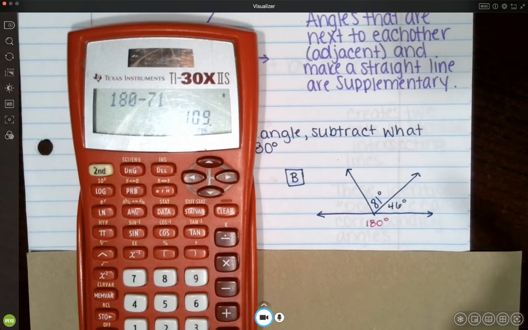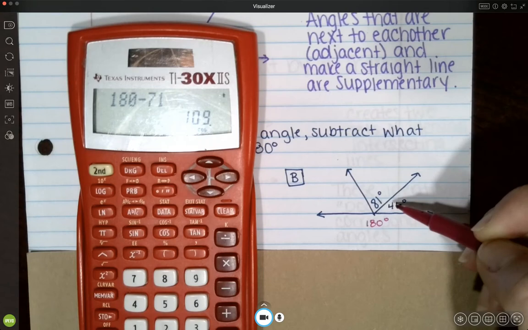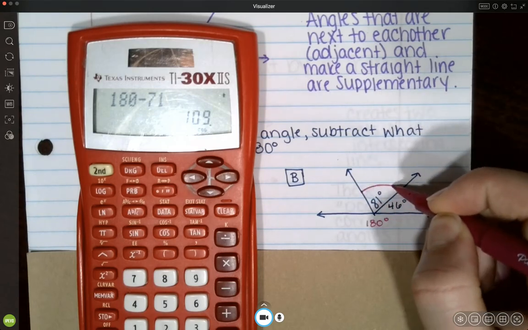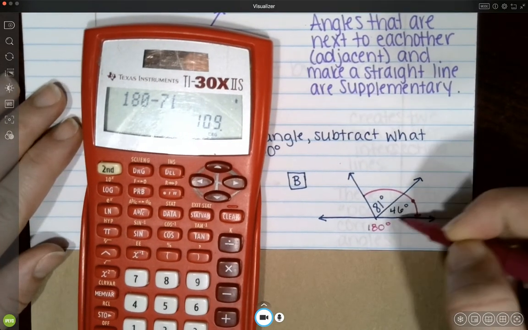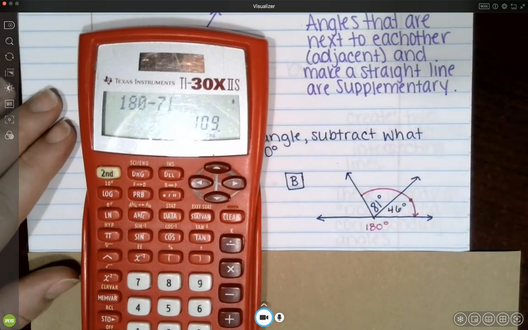Now there's two ways I can do this. I can have my 180 degrees and subtract 81 and then subtract 46. Or I can add 81 and 46 together to start, figure out what that is, and then subtract from 180. And that's the method I like to do.